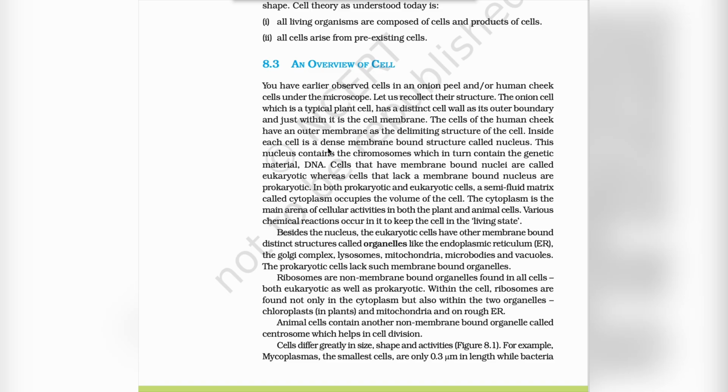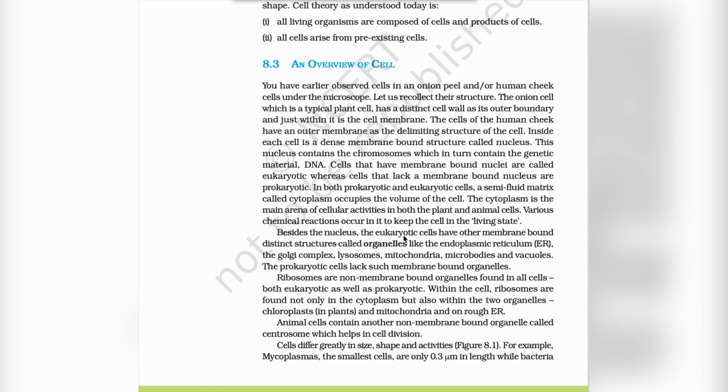Inside each cell is a dense membrane bound structure called the nucleus. This nucleus contains the chromosomes, which in turn contain the genetic material, DNA. Cells that have membrane bound nuclei are called eukaryotic, whereas cells that lack a membrane bound nucleus are prokaryotic. In both prokaryotic and eukaryotic cells, a semi-fluid matrix called cytoplasm occupies the volume of the cell. The cytoplasm is the main arena of cellular activities in both plant and animal cells. Various chemical reactions occur in it to keep the cell in the living state.